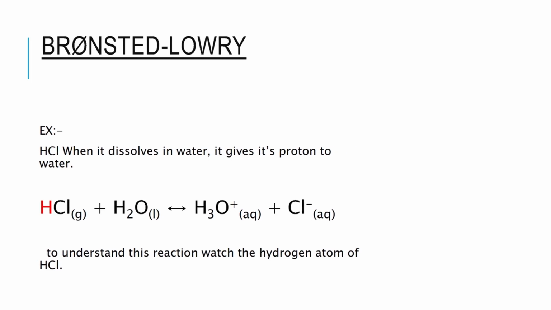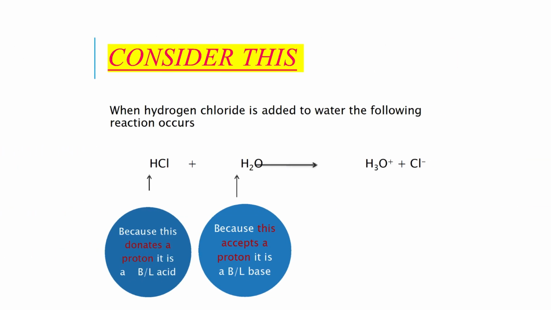Let's consider this reaction more closely. When hydrogen chloride is added to water, the reaction is HCl plus H2O yields H3O+ and Cl-. In this pair, HCl donates a proton, so it is the Bronsted-Lowry acid. Meanwhile, water accepts that proton, so it acts as the Bronsted-Lowry base.